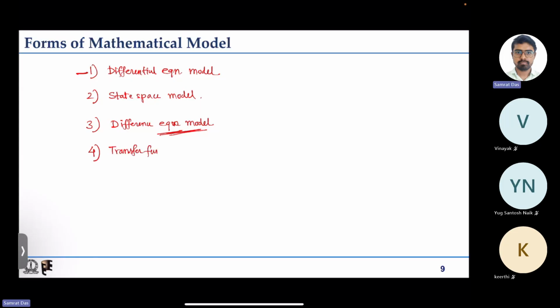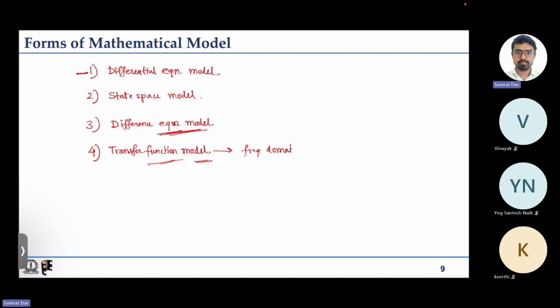The transfer function model. So the transfer function model basically relates the inputs to the outputs, considering all initial conditions to be 0. We'll discuss this, and actually it is quite popularly used in controller design in the frequency domain. So the transfer function model is for the frequency domain.